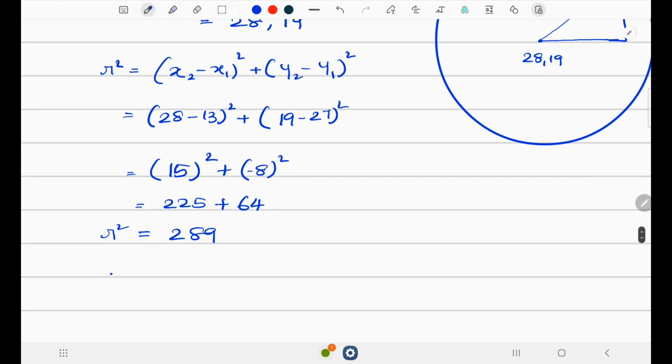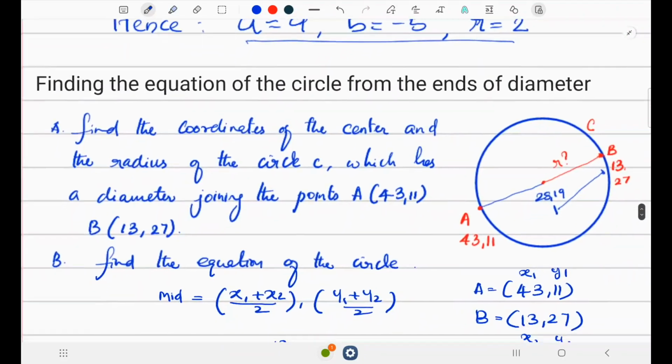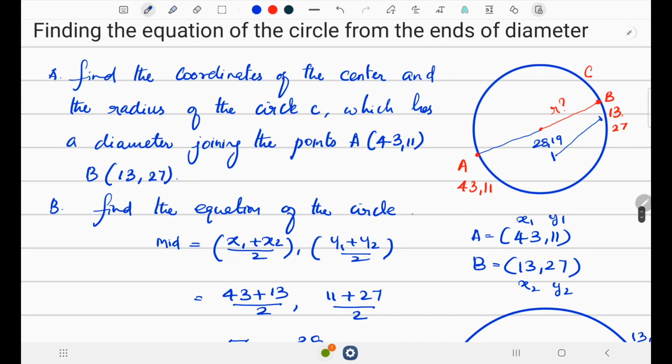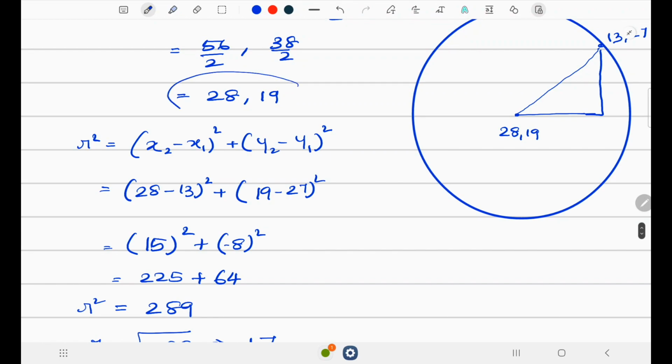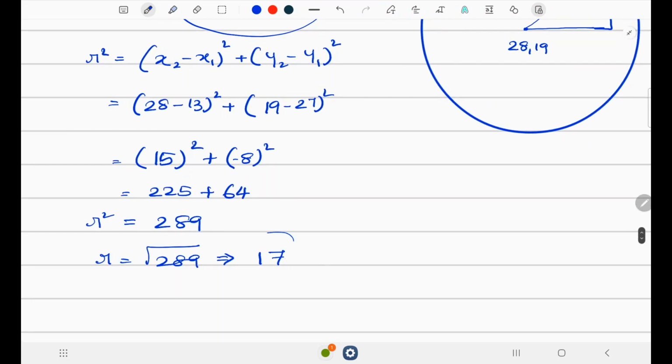So from this, what is r? The radius equals root 289. Based on the table, 17 17s are 289, so we got the radius. Okay, clear? What was the first task? We needed to find the radius. So we found the radius, and also we found the center. What is the center here? The center is (28, 19) and the radius is 17.